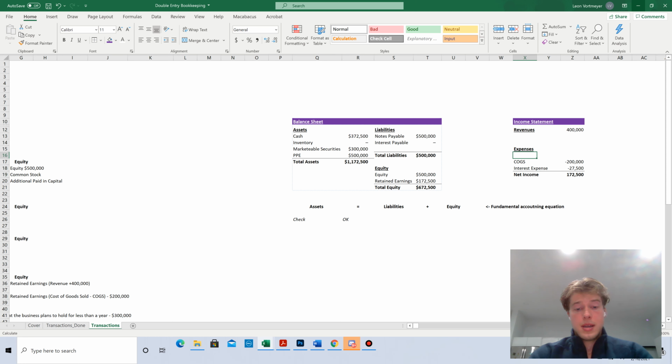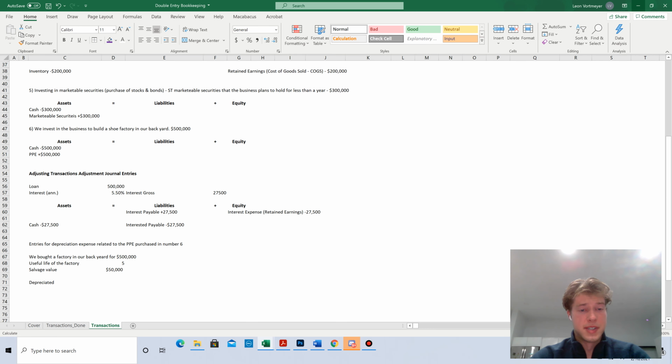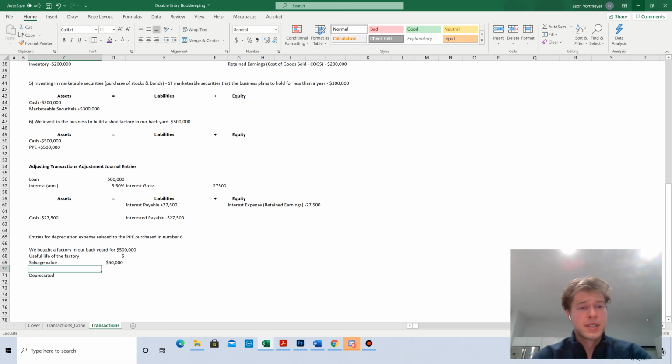So we're going to put something here called depreciation expense. And we're going to calculate that now below with the assumptions that we've made. So these assumptions that we've made on useful life and salvage value are going to help us get to depreciation expense. And how do we calculate depreciation expense? The formula for that is the purchase price of the asset less the salvage value of the asset divided by the useful life of the asset.